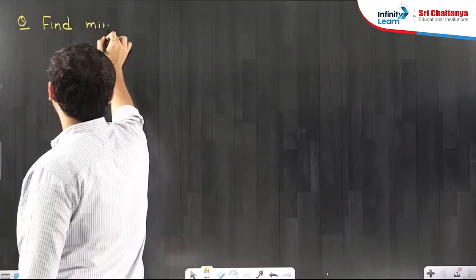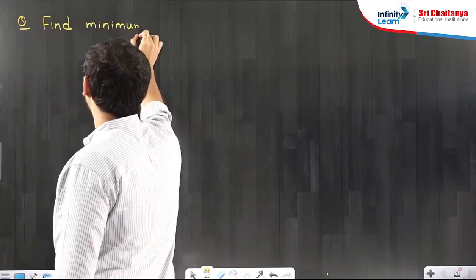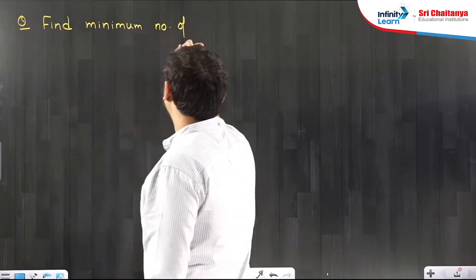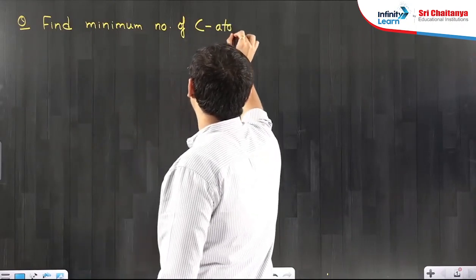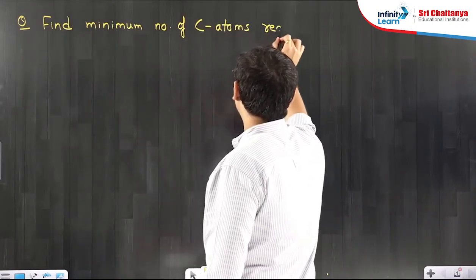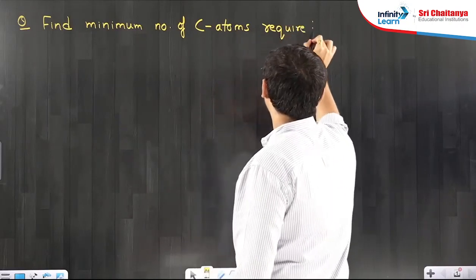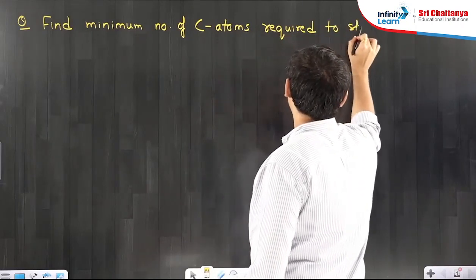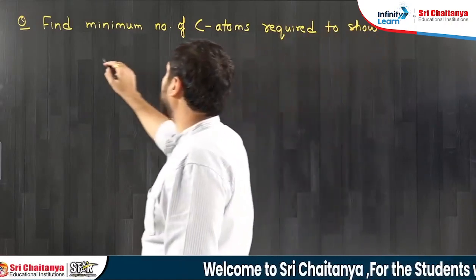Find the minimum number of carbon atoms required to show position isomerism.